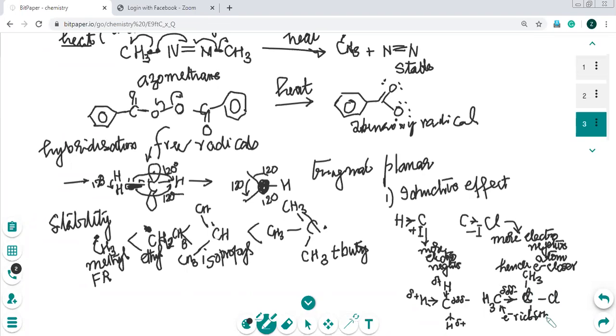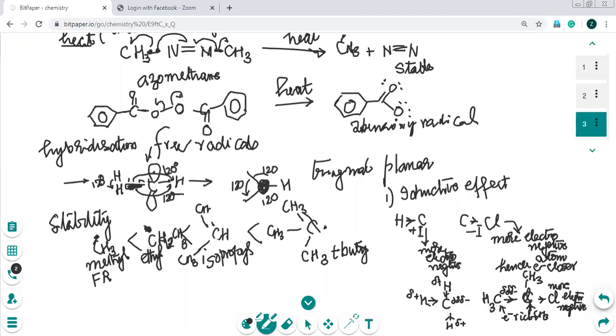See what happens from all the sides. From this CH3 group, electron is coming towards this carbon. So this will become more and more electron rich, and that electron richness will flow towards this chlorine. And chlorine is ready to accept it. Remember that. Why is chlorine ready to accept? It is more electronegative. So this chlorine will always be ready to accept the electron from here.